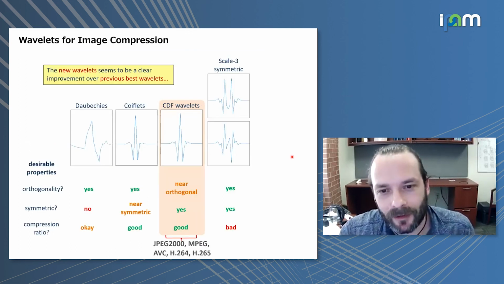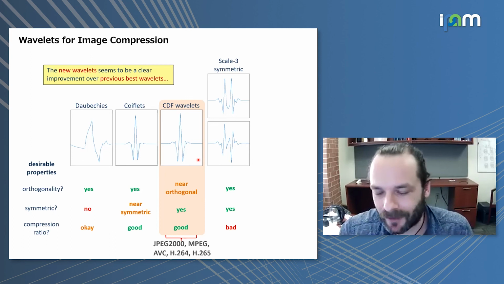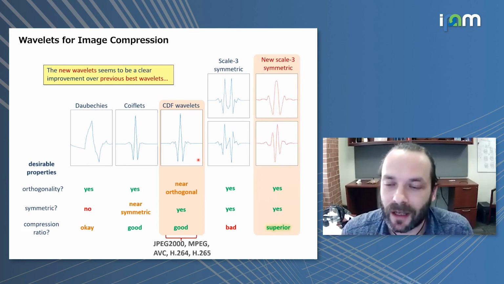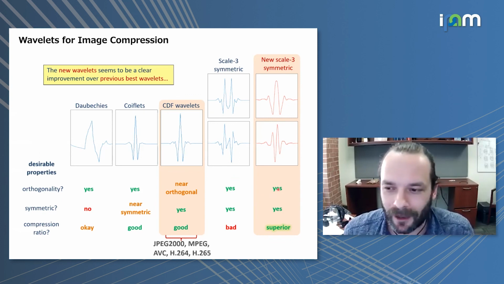Okay, so let me just summarize. As compared to the previous best wavelets, we've developed some new wavelets using tensor networks, which have some very tangible advantages. Okay, so we have better symmetry properties. We're orthogonal and symmetric, and we also do a better job of compressing data than the established wavelets.